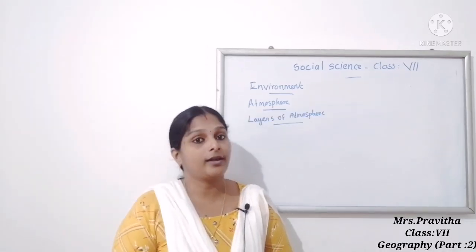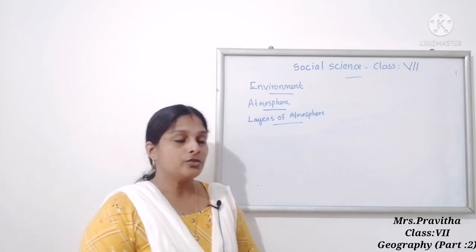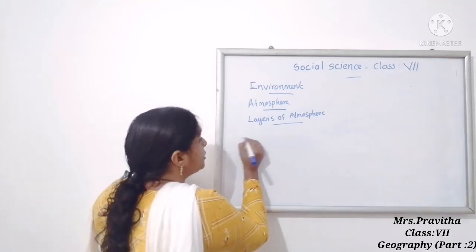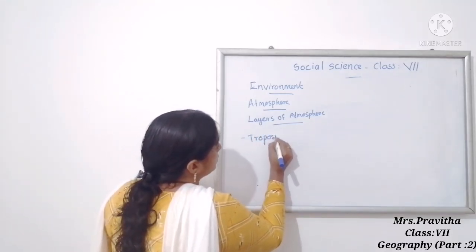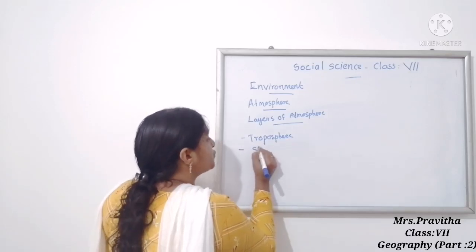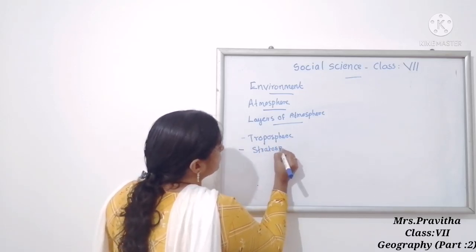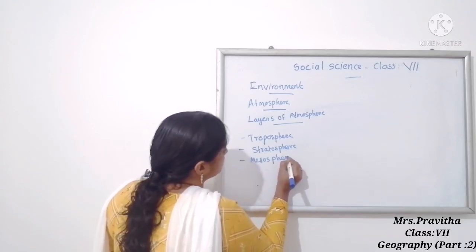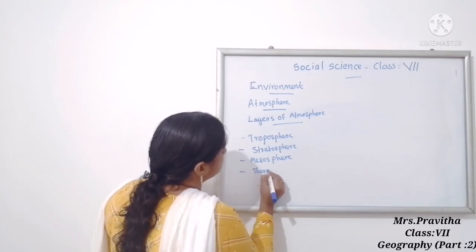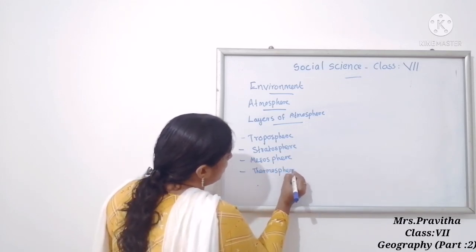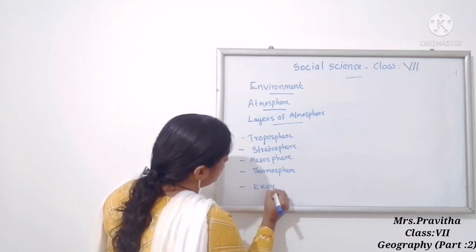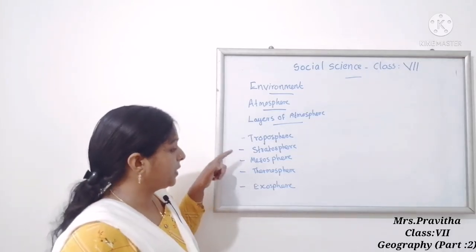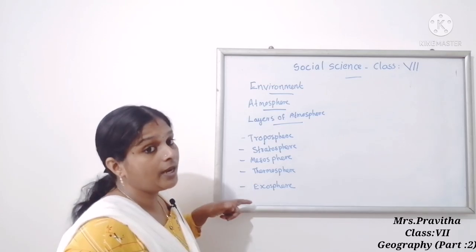Our next topic: what are the important layers of the atmosphere? You already learned in 6th standard which are the important layers of the atmosphere. First one, troposphere. Second one, stratosphere. Mesosphere, thermosphere, exosphere. These are the main layers of the atmosphere: troposphere, stratosphere, mesosphere, thermosphere, exosphere.